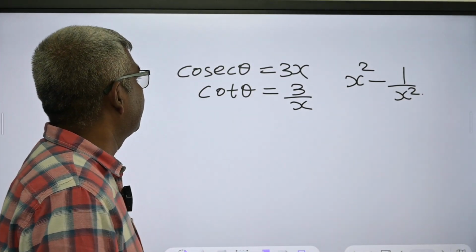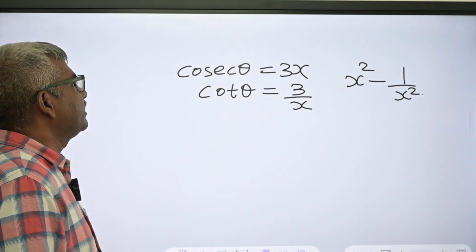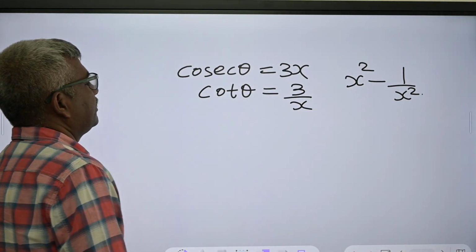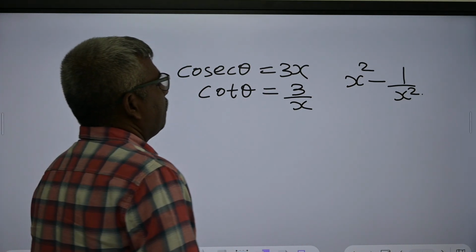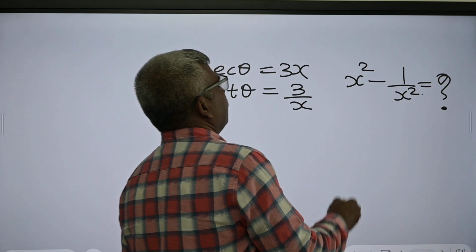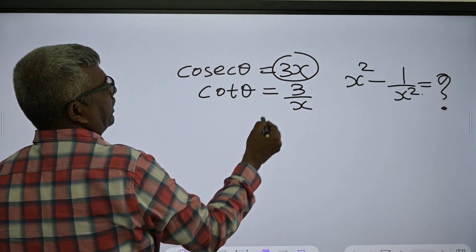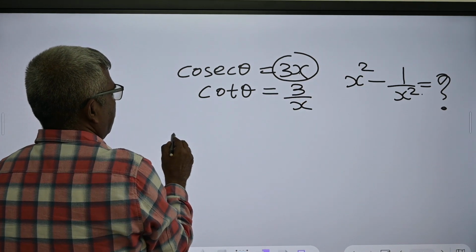In this lesson we are going to see CBSE Grade 10 Maths Unit 9. Cosecant theta equal to 3x, cot theta equal to 3 over x. What is x squared minus 1 over x squared? What is x squared?